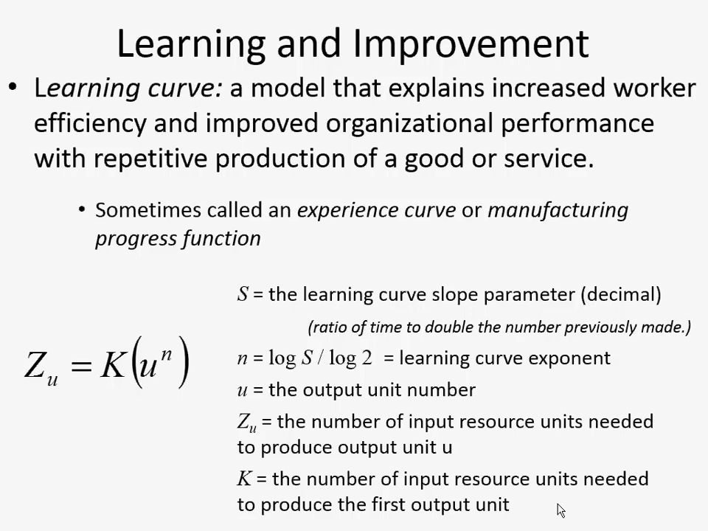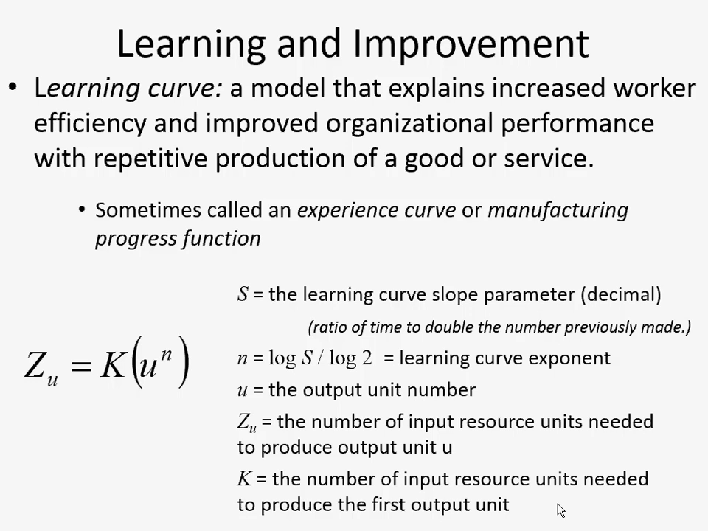So if you take the ratio of how long it took from the first to the second, or from the second to the fourth, and so on, then that will give you S. And sometimes it's spoken of as a percentage, like we say an 80% experience curve. What that means is that it takes 80% as much time to make your 8th pair of pants as it did to make your 4th pair of pants. So that's how the learning curve slope parameter works.